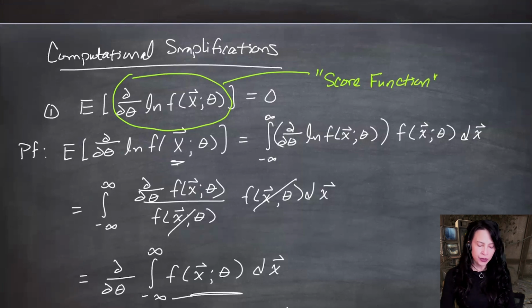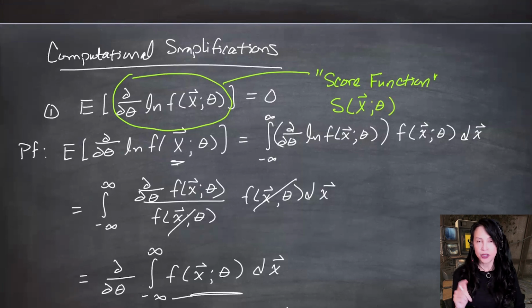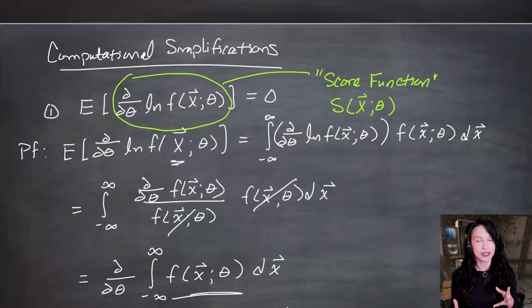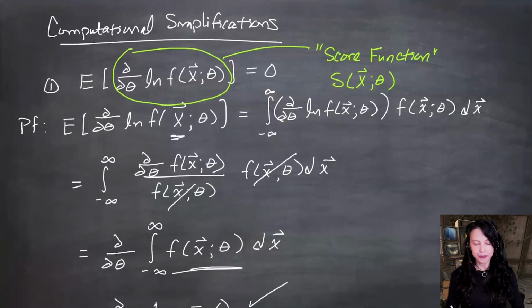You might see it denoted by an S of x and theta, something like that. The name score function actually goes back to Fisher. He was a statistician and geneticist, and he was doing some kind of study, and he was assigning a score to different families, a certain score depending on whether or not they had a genetic trait. And that's sort of the origins of the terminology score function for this piece.